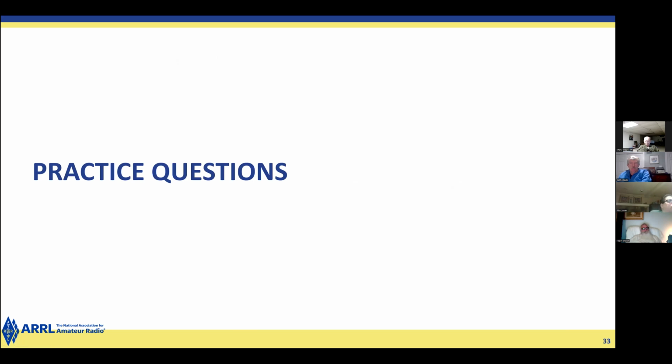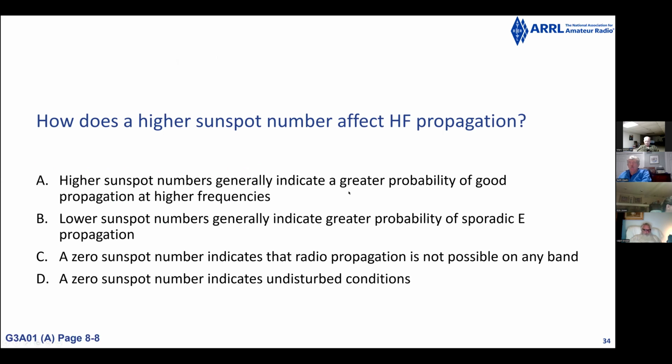So let's go through some practice questions here. How does a higher sunspot number affect HF propagation? A, the higher sunspot numbers generally indicate greater likelihood of good propagation at higher frequencies. B, the lower sunspot numbers generally indicate greater probability of sporadic E propagation. C, does a zero sunspot number indicate that radio propagation is not possible on any band? Or D, does a zero sunspot number indicate undisturbed conditions?